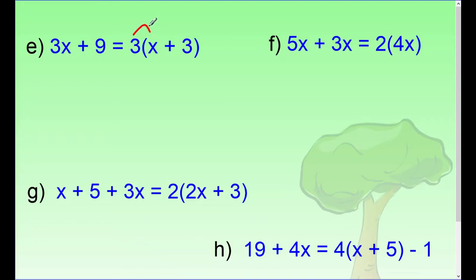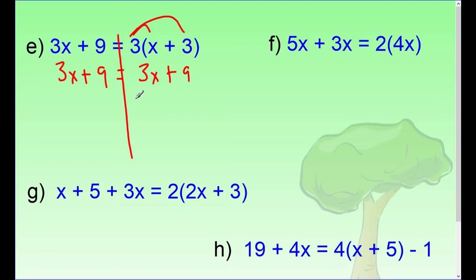So on this side, we're going to distribute, giving us 3x plus 9. And on the other side, we have 3x plus 9. Okay, that's pretty straightforward. Both sides of our equation are identical, 100% the same, which means this is going to be all real numbers. And we could actually stop right here because both sides are 100% identical. Now, some people don't like to stop here. Some will continue on and get the variables on the same side. So why not? Let's see what happens.